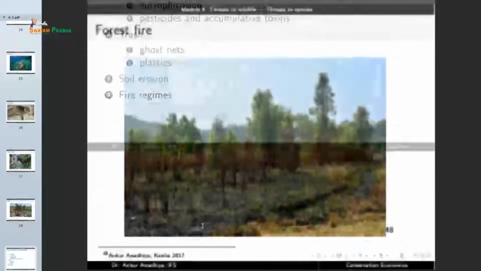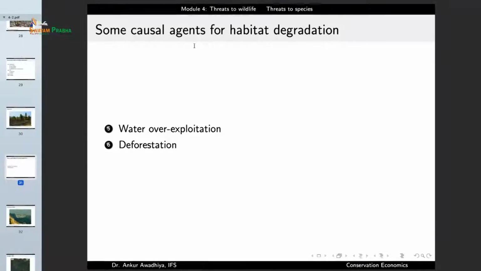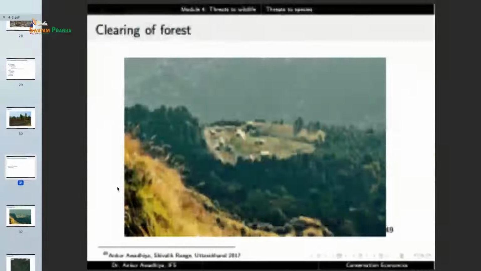Another is fire regimes. If you have a forest and there is a fire, now because of this fire, a large number of plants will die off, a large number of animals will die off, the amount of nutrients that are available in this ecosystem will go down. So this is another example of habitat degradation. Another causal factor is overexploitation of water, which makes water less available for the species, and deforestation.